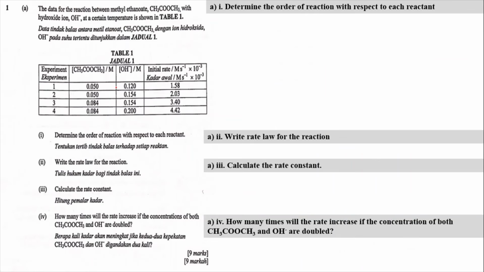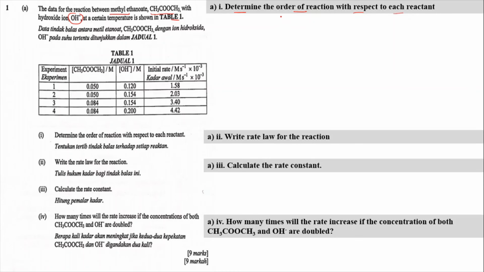For question number 1, the data for the reaction between methyl ethanoate, CH3COOCH3, with hydroxide, OH-, at a certain temperature is as shown in Table 1. So here are the results. For question 1A1, we have to determine the order of the reaction with respect to each reactant.